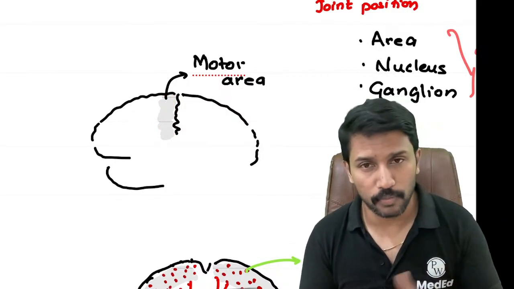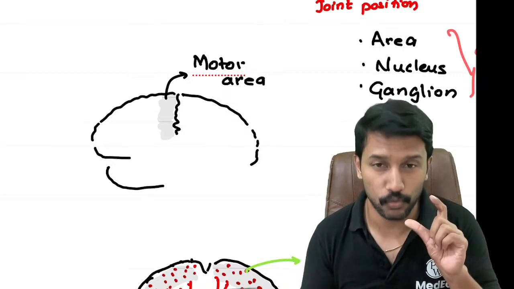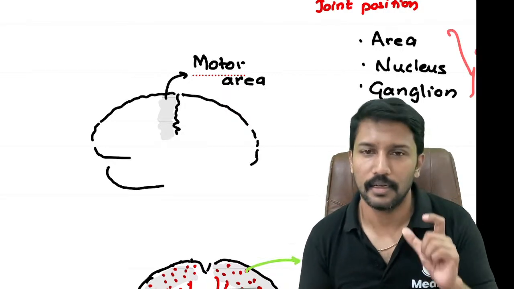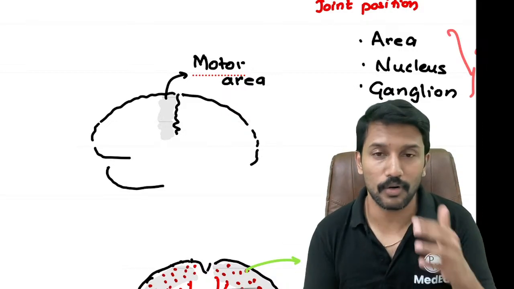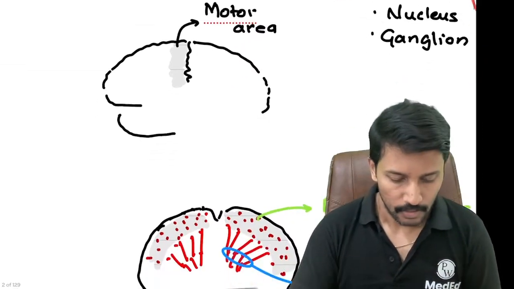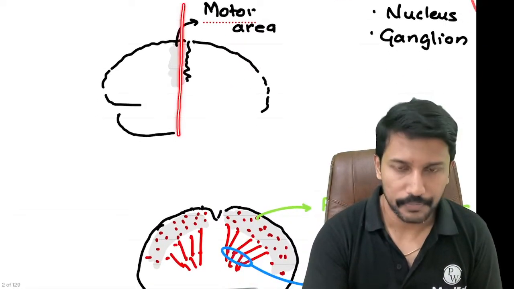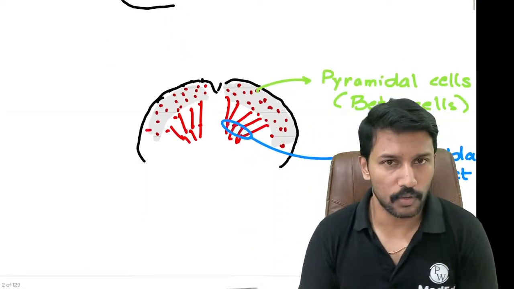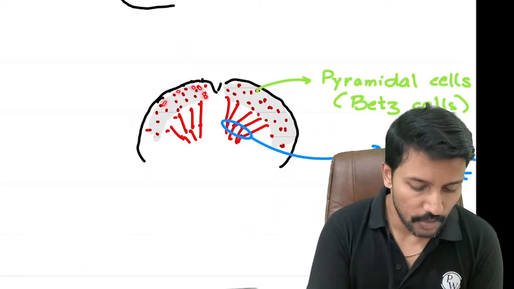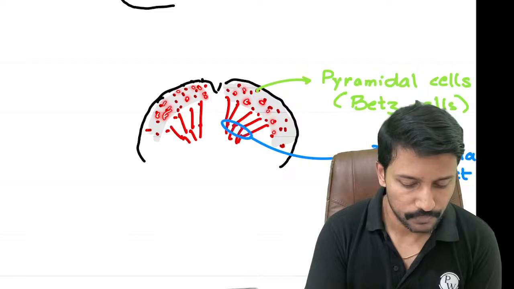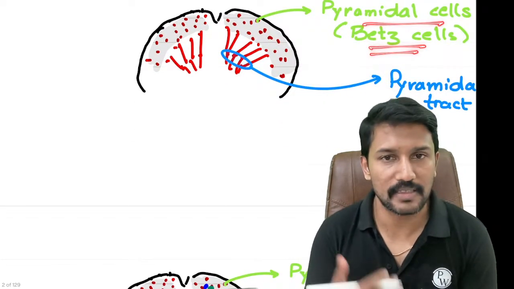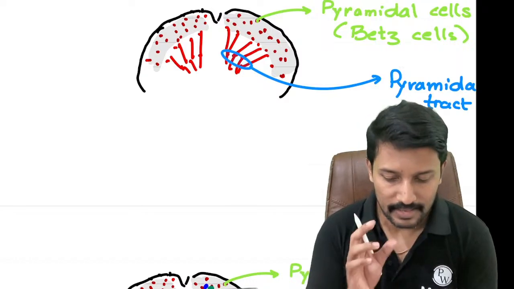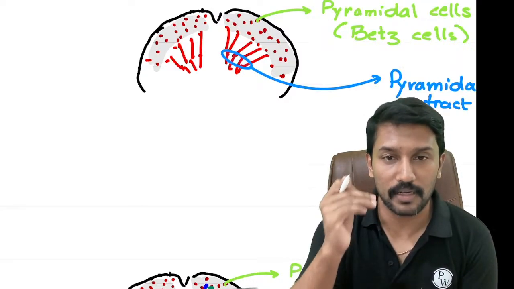Those who have followed me from the beginning probably know that whenever I use the term cortex, area, ganglion, or nucleus, it means that we are talking about a collection of cell bodies. So when I take a sagittal section here, this is how the brain is going to look. In the motor cortex, we have all these cell bodies. The cell bodies are what we call pyramidal cells or Betz cells. These are the cells which initiate a voluntary movement.